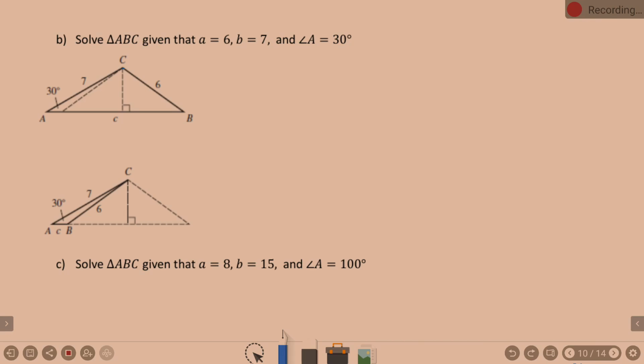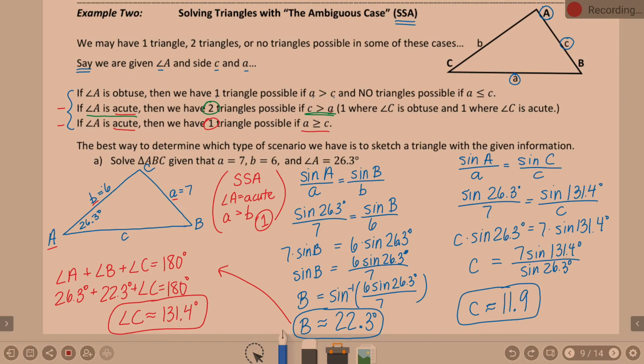Now, if you'll notice, they give us an angle, and the side opposite the angle is the shorter of the two given sides. So if I go back to where we were at yesterday, and I look here, the angle is acute, and the side opposite, so A is the smaller of the two sides, there are two triangles possible there. Okay?